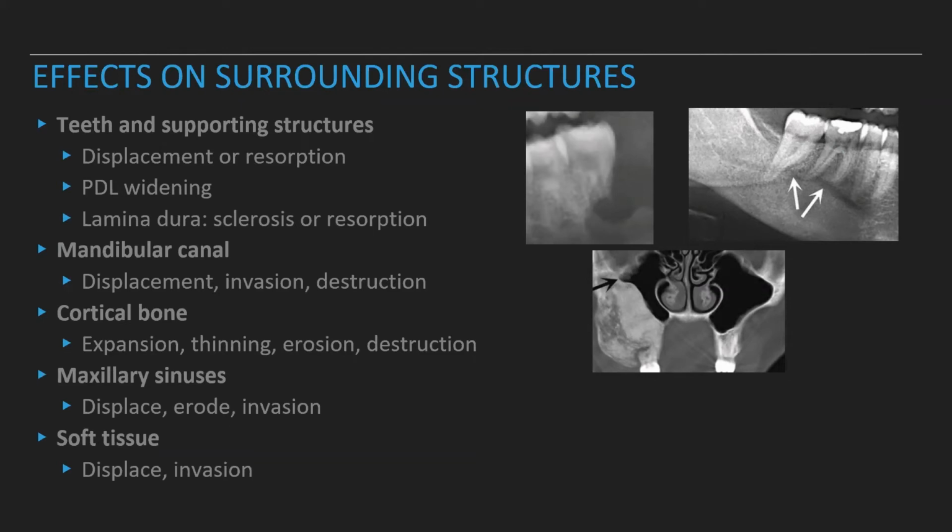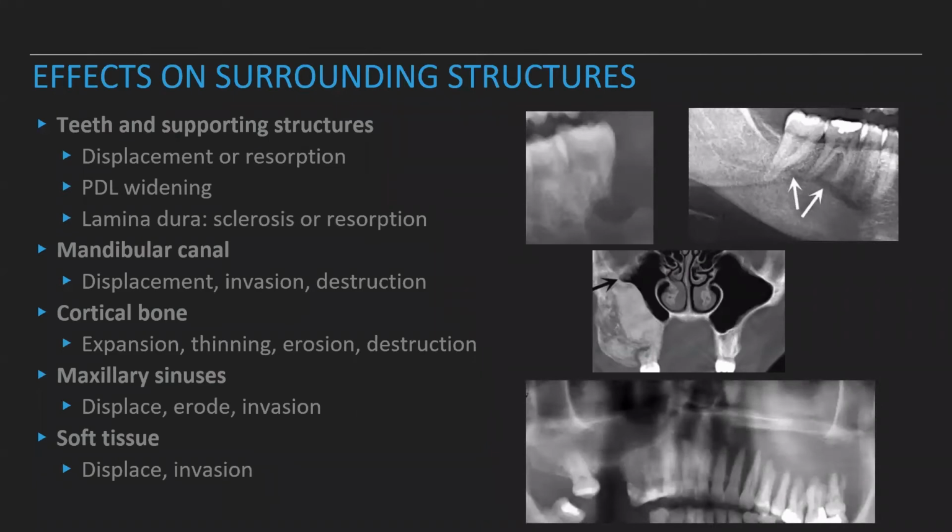And again, this is a really good case of fibrous dysplasia. And is there erosion? You can see here, this is a very nice image of erosion of the maxillary sinus floor, or of the alveolar ridge and the sinus floor, squamous cell carcinoma.